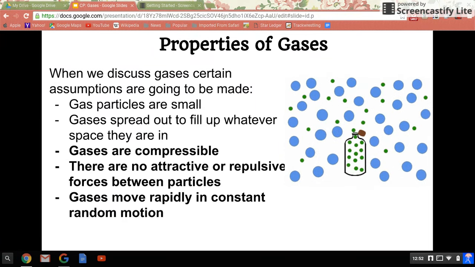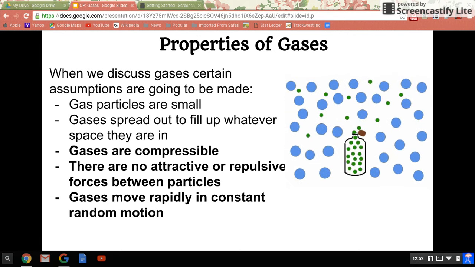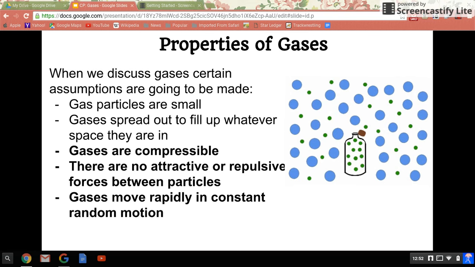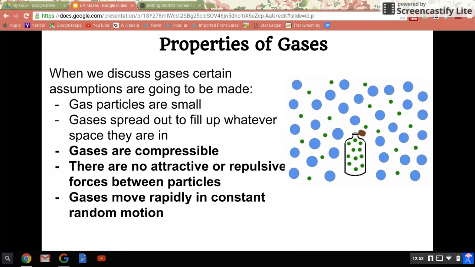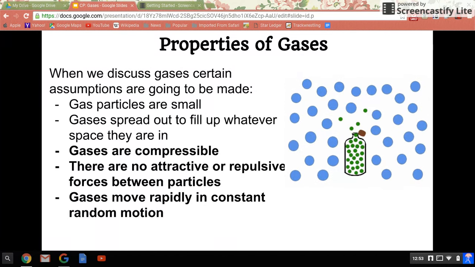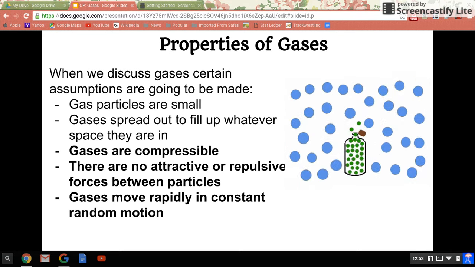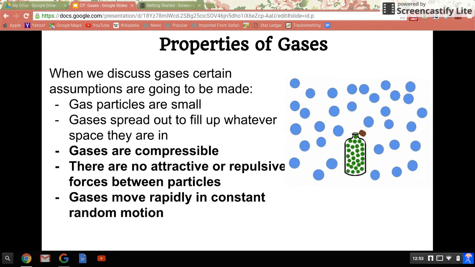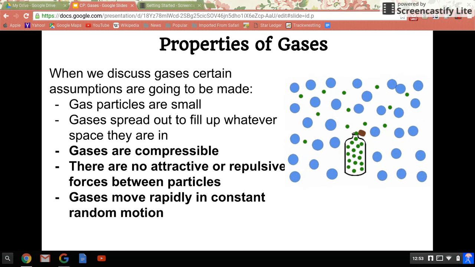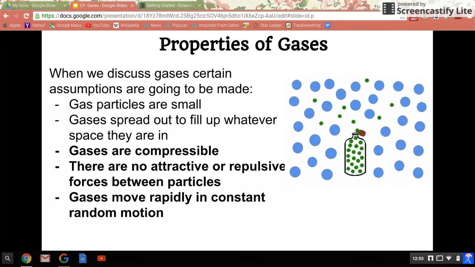They are compressible, meaning that you can force those particles to be closer together, or if you give them more space, they can be spread out too. So compressing is when you actually make the area or the volume they're in smaller. You're compressing them down, you're making that volume smaller. We're going to assume that there's no attractive or repulsive forces between those particles either. So if they hit into each other, they're just going to bounce off each other, like you can see in the animation that's on the right-hand side of the screen.